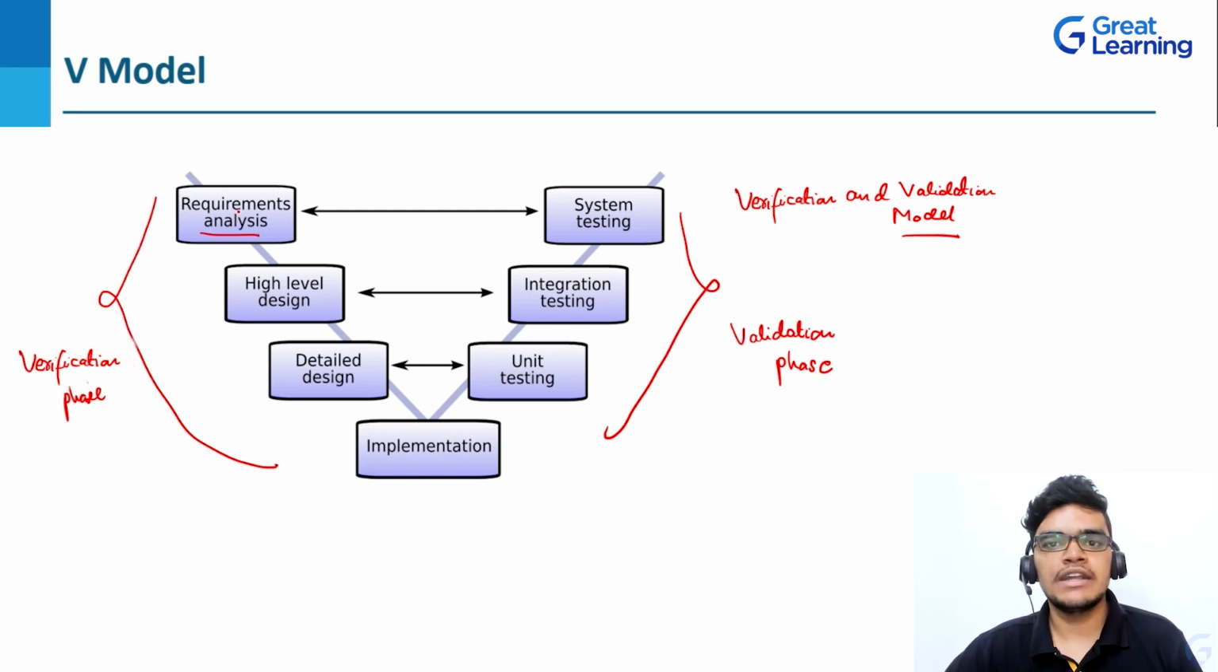Once the requirement analysis has been done, the BRD document is made and handed over to the client. Once the BRD document is handed over to the client, it goes for system testing, even though the development hasn't been completed yet. So what is system testing? In system testing, the entire system is tested. That means the system functionalities are tested here.